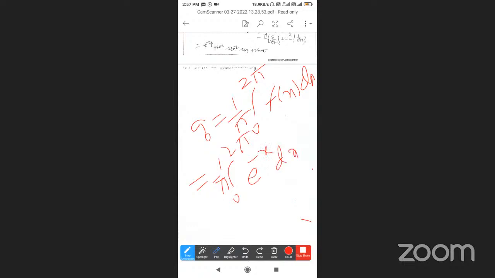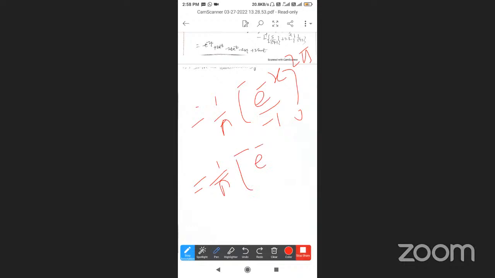What is the integration of e power of minus x? It is 1 by pi into e power of minus x by minus 1, with limits 0 to 2 pi. The upper limit gives e power of minus 2 pi, minus the lower limit, which gives e power of 0, that is 1. So a naught is 1 by pi into 1 minus e power of minus 2 pi. This is the a naught value.